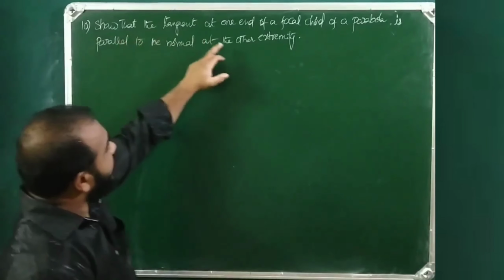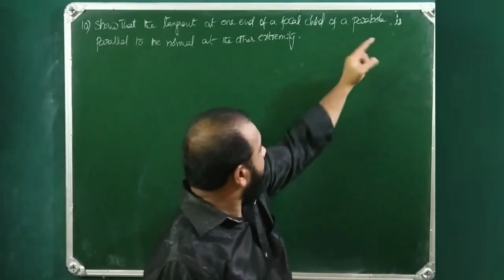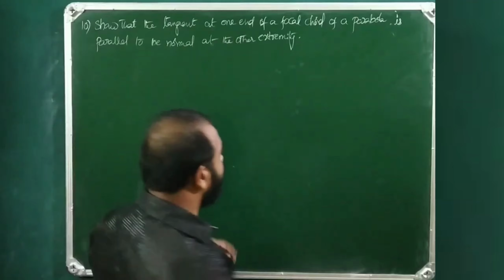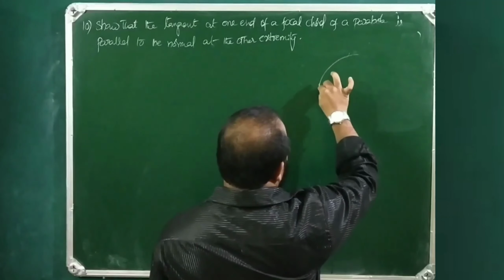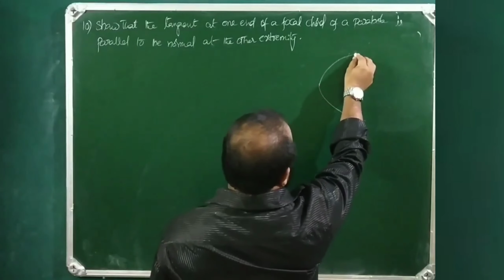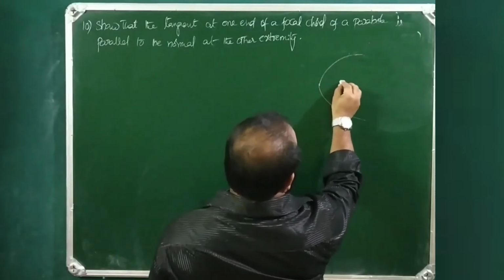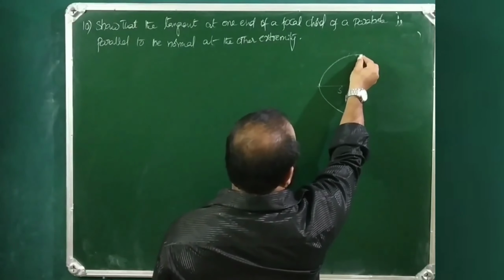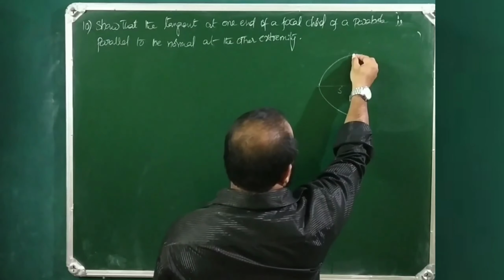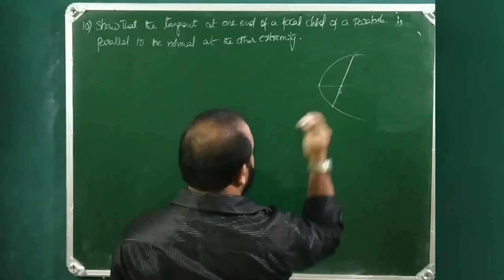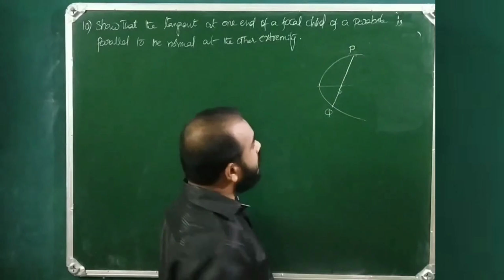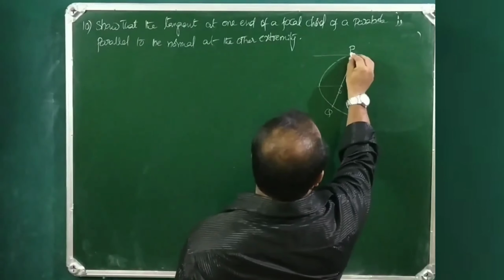Show that the tangent at one end of a focal chord of a parabola is parallel to the normal at the other extremity. Let us suppose that this is our parabola, y square equals 4ax, and this is our focus, S. So this is the focal chord. P, Q are the ends of a focal chord. Now this is our tangent.